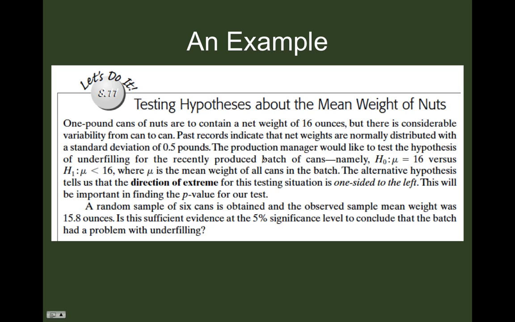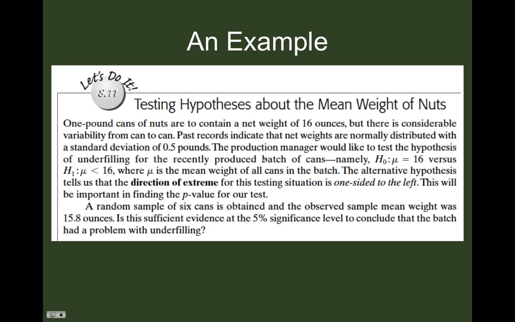Testing a hypothesis about the mean weight of nuts. 1 pound cans of nuts are to contain a net weight of 16 ounces, but there is considerable variability from can to can. Past records indicate that net weights are normally distributed with a standard deviation of a half a pound. The production manager would like to test the hypothesis of underfilling for the recently produced batch of cans. The null would be mu is equal to 16. The alternate is mu is less than 16. Mu is the mean weight of all cans in the batch. The alternative hypothesis tells us that the direction of extreme is one-sided to the left, and of course we're going to need this to calculate the p-value.